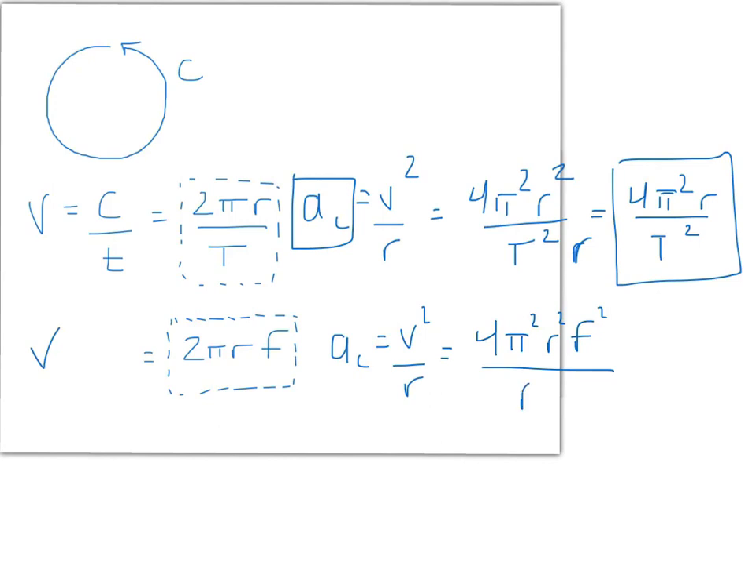All right, fair enough. Once again, one of these r's cancels out, and so our final equation is going to be 4 pi squared r f squared. And that's going to be our final equation. All right, so that right there is also centripetal acceleration. These are both essentially the same thing, except once again, the f squared and the t squared, they're inverses of each other. So one's going to be in the numerator and one's going to be in the denominator.